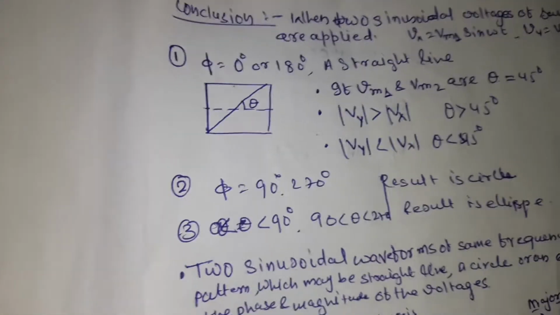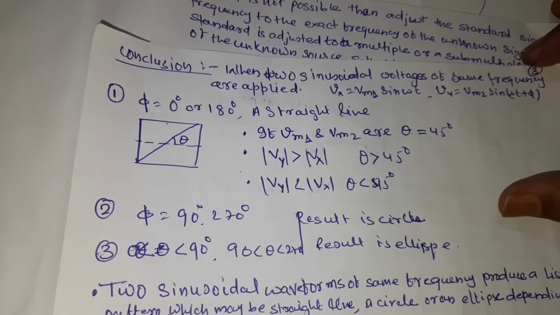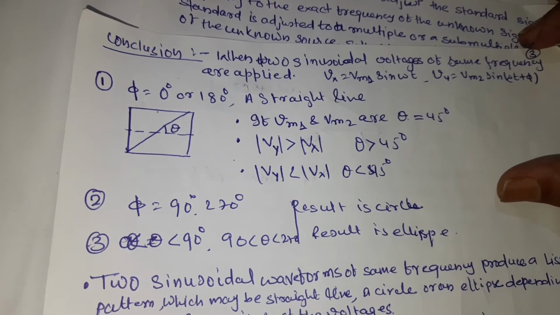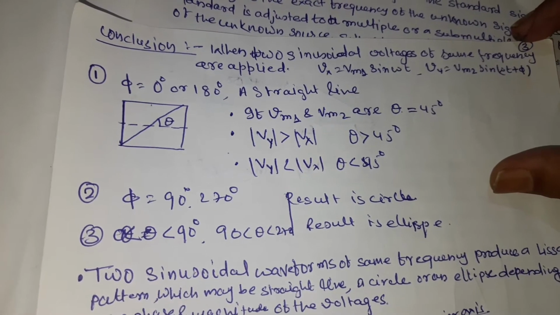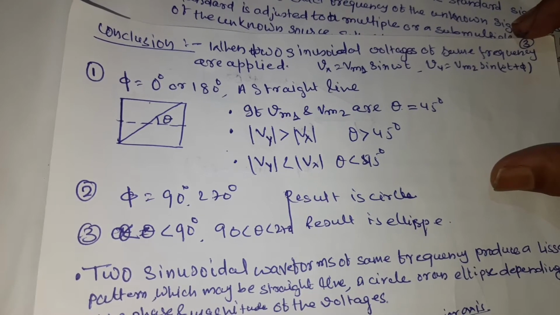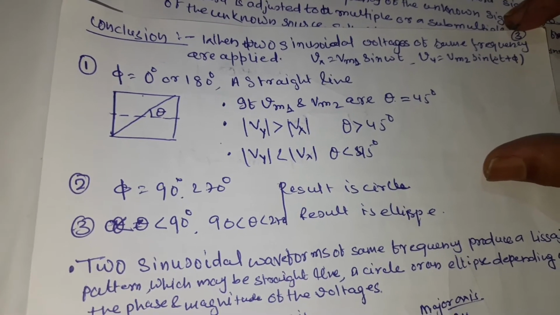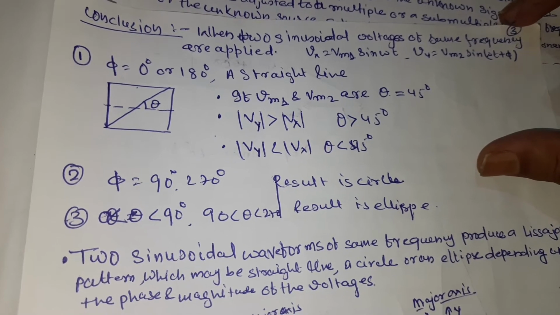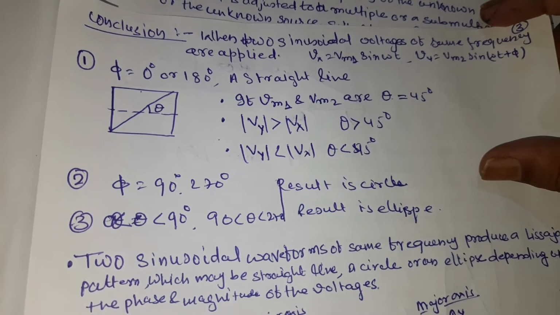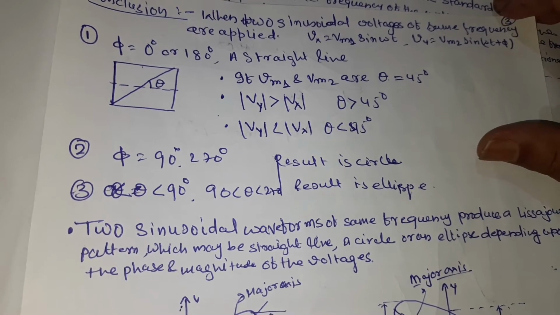So if we conclude the measurement of phase using CRO, conclusion: when two sinusoidal voltages of the same frequency are applied, across the X plate Vm1 sin omega t and across the Y plate Vm2 sin omega t plus phi, if there is a phase shift of 0 degree or 180 degree, a straight line will appear. And the slope of the straight line depends on the magnitudes of Vm1 and Vm2, that is, the angle of the straight line depends on the magnitude of the X plate voltage and the magnitude of the Y plate voltage.